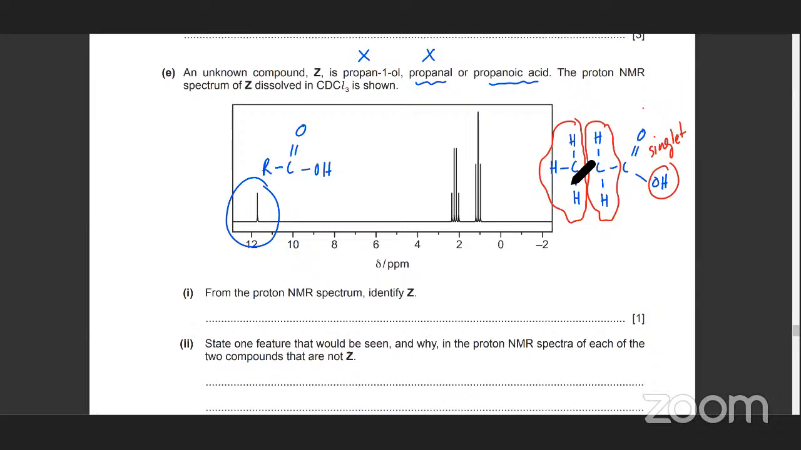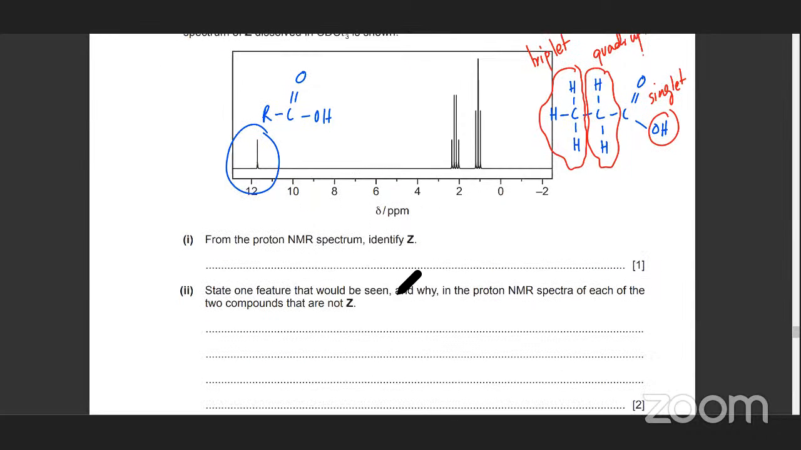This CH2 has three neighboring hydrogens, so it's going to be a quartet, by the n plus one rule. This CH3 over here has two neighboring hydrogens, so that's going to be a triplet. So you have a triplet, a quartet, and a singlet. That's exactly what you are getting over here. That's just from the NMR spectrum identifying Z, so that's propanoic acid.